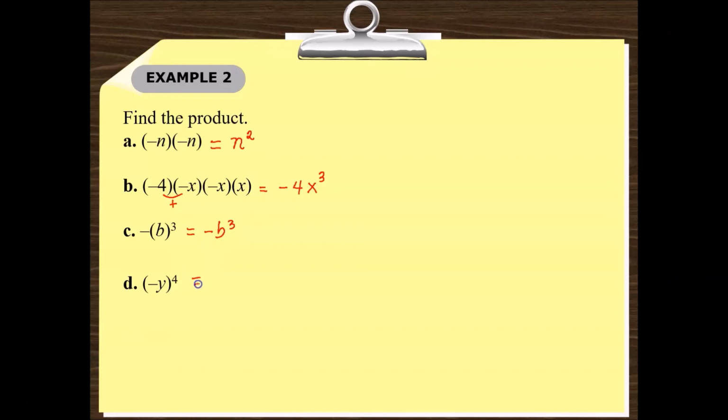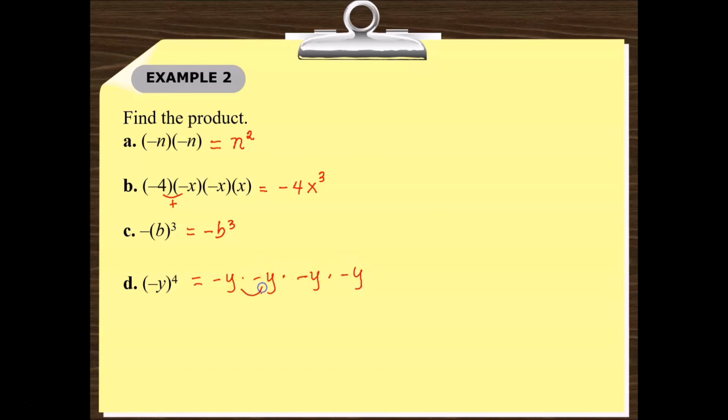And for the fourth one, you see the difference between letter C and D? This time, the negative is inside the parentheses. So the negative is included in the exponent 4. So it means it's a negative y times a negative y times a negative y times a negative y.